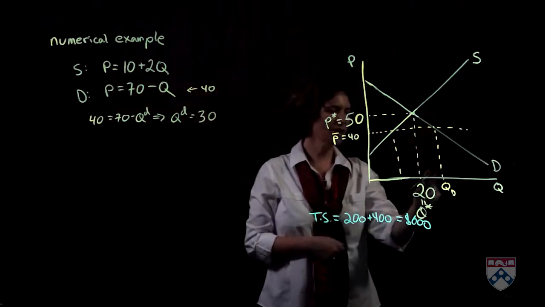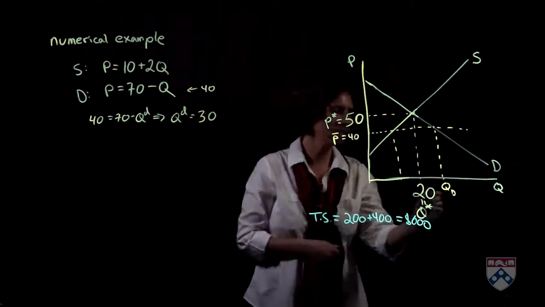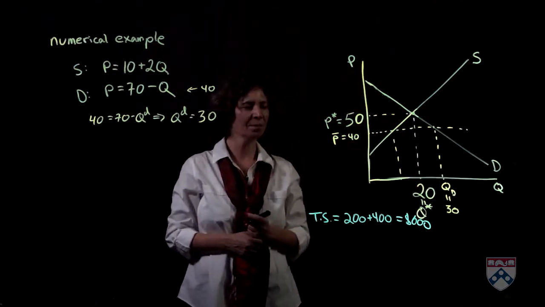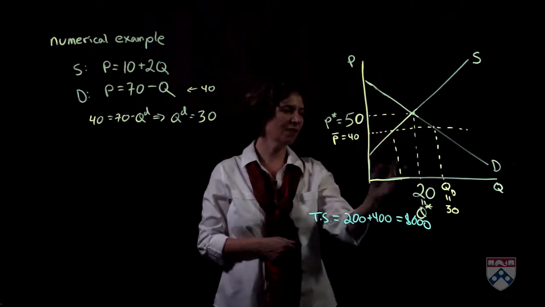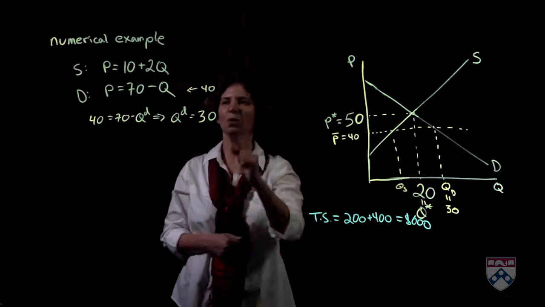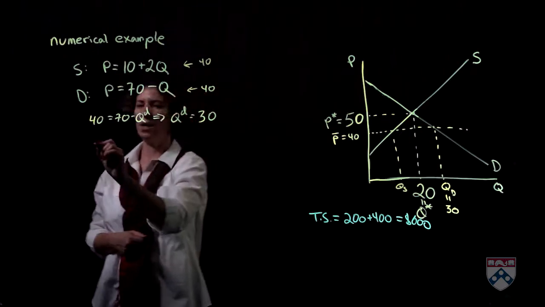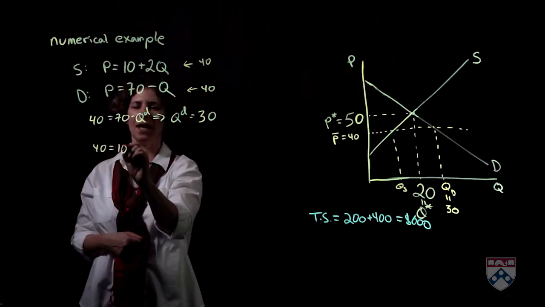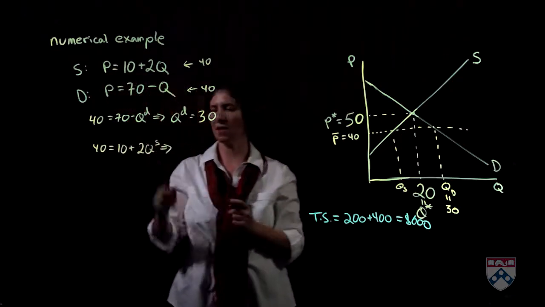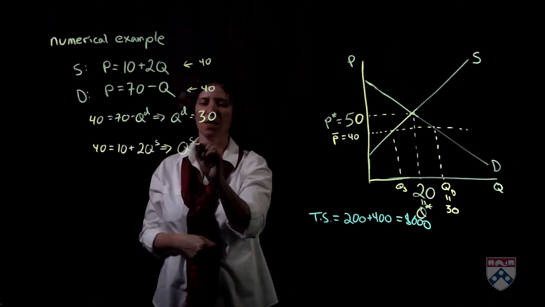So at this lower price, quantity demanded is of course greater than the quantity demanded at a higher price, and precisely in this case, the quantity demanded is 30 units. Similarly, we can go ahead and find the quantity supplied at this price ceiling of $40. We'll do that by plugging 40 into the supply equation. We said 40 is equal to 10 plus 2 times quantity supplied, and we get that 2QS is equal to 30, or QS is equal to 15.